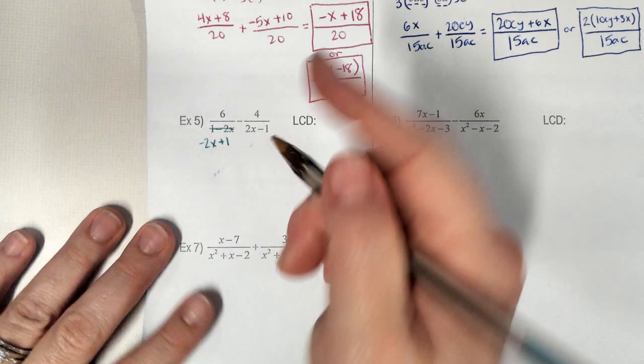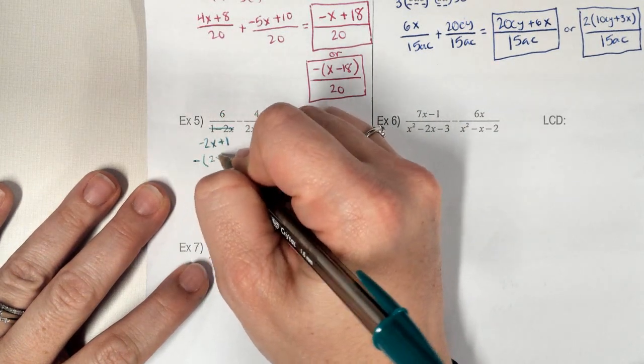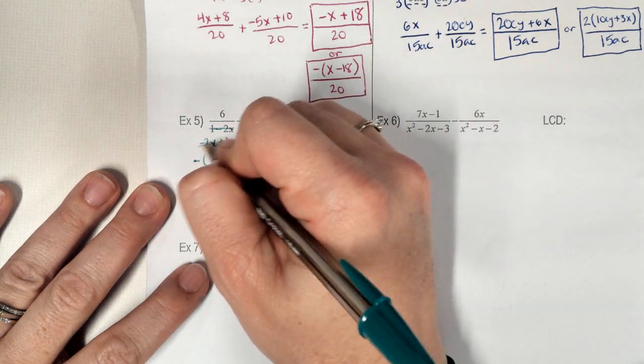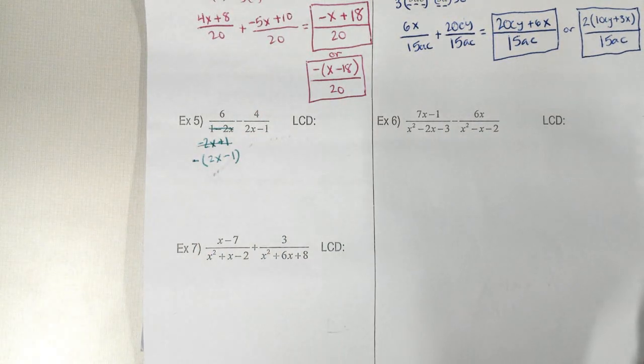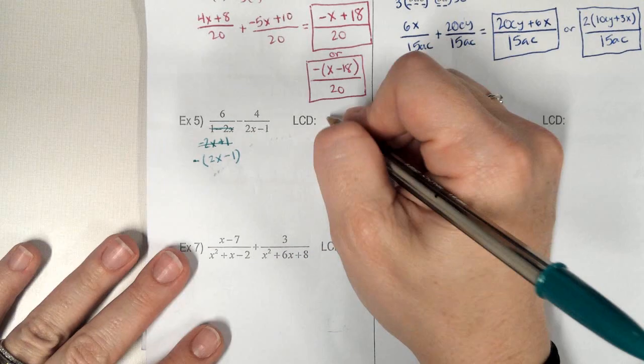But we have to take out the negative. And when I take it out, those both become opposite. So this becomes positive 2x minus 1. So there's my denominator. So what do the two denominators have in common? The 2x minus 1.